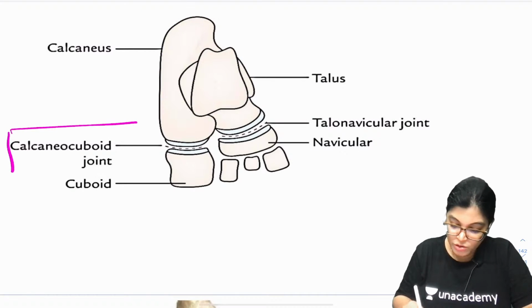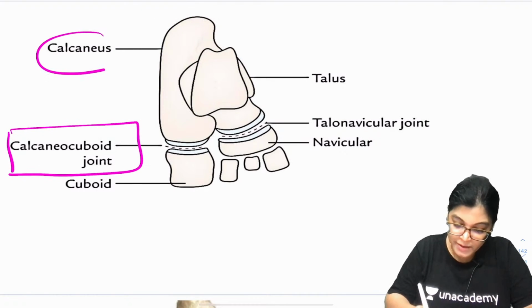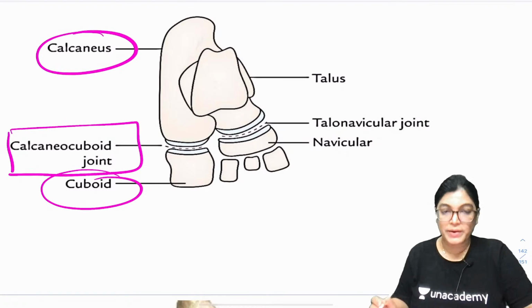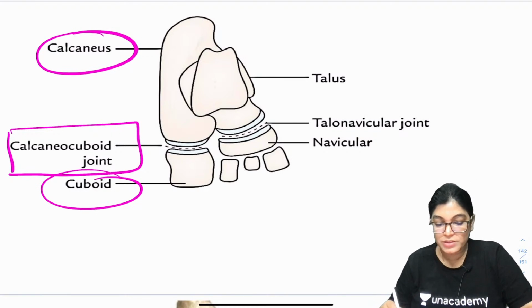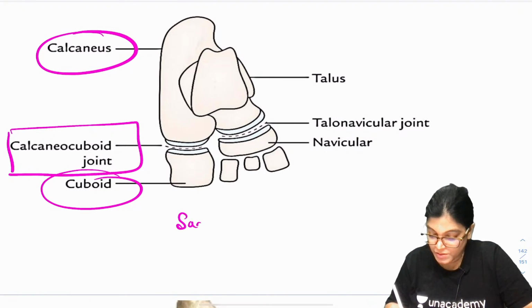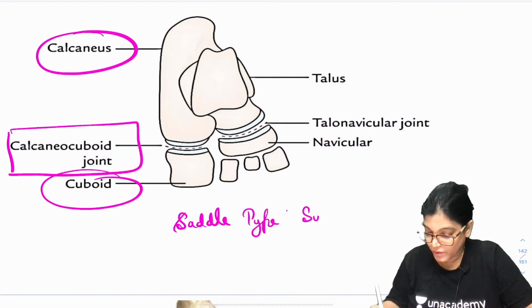what is calcaneo-cuboid joint, means articulation between the calcaneus bone and the cuboid bone. So, the calcaneocuboid joint articulation is an example of saddle type of synovial joint.